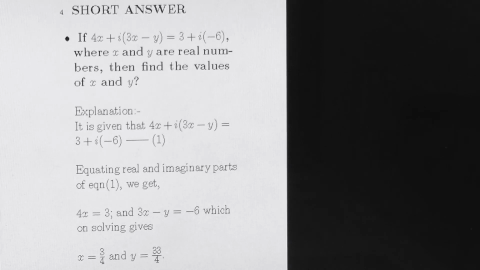Equating real and imaginary parts of equation number 1, we get 4x = 3 and 3x − y = −6. Solving these two equations, we get x = 3/4 and y = 33/4.